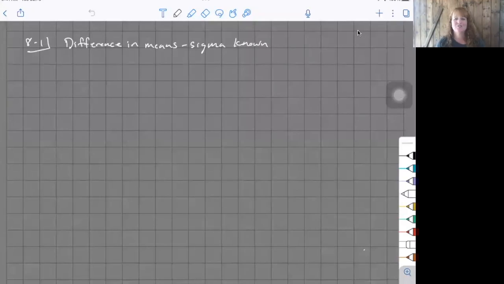Today we're starting a new section, actually a new chapter. We are going to still be doing hypothesis tests. So these problems will feel similar, but we are going to do them now with two sets of data. So we're pulling two samples and we're comparing them.